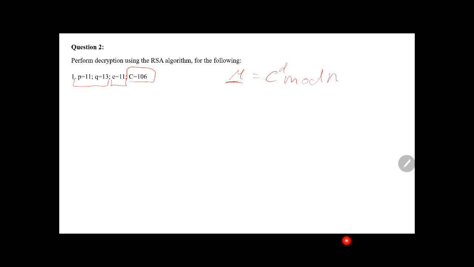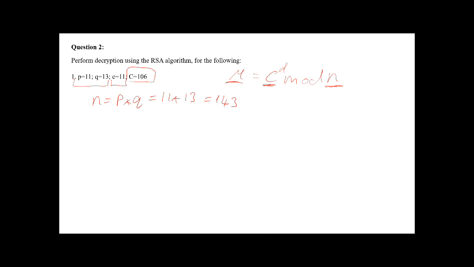So what do I have here in order to do this? I have C, the ciphertext. N, N is easy. So how do we get N? We do N equal to P multiplied by Q, which in this case here is 11 multiplied by 13, which is equal to 143. So now I have C and N.